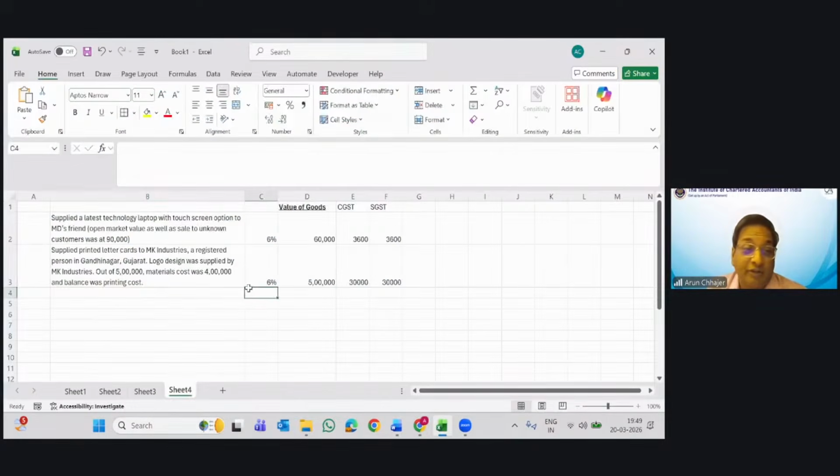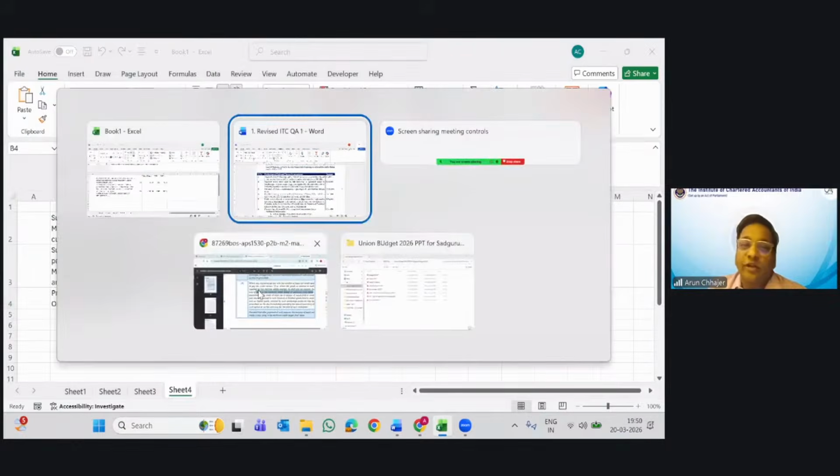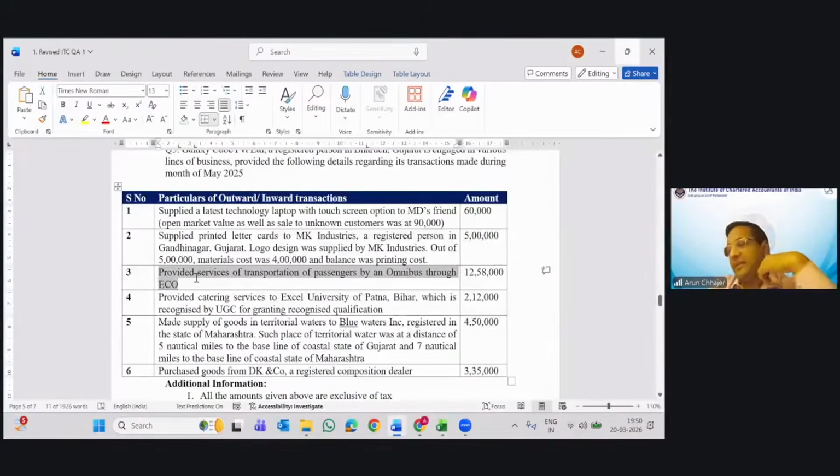Very, very important. Tell me what you would say for this point. What will you say for this point? Whether ECU would be taxable, whether supply would be taxable, whether RCM would be applicable.